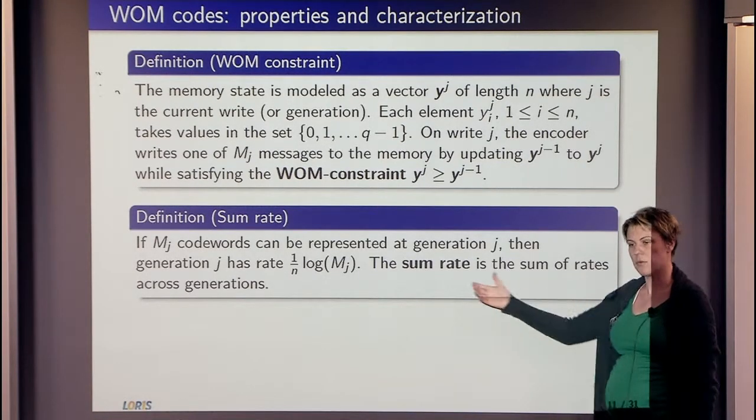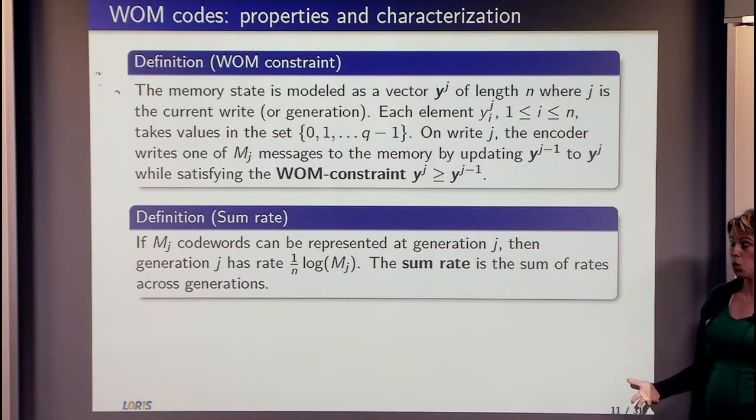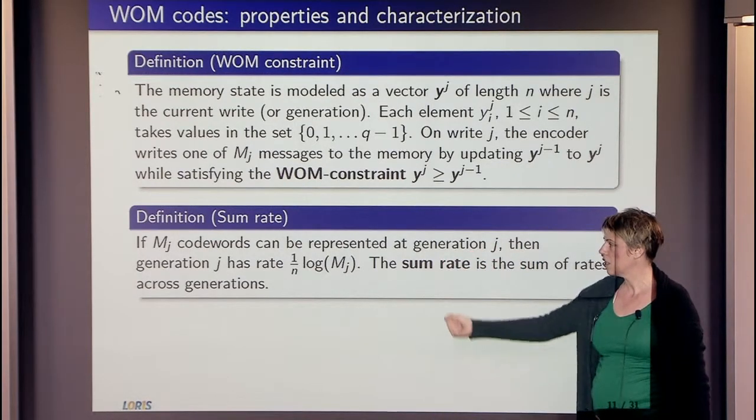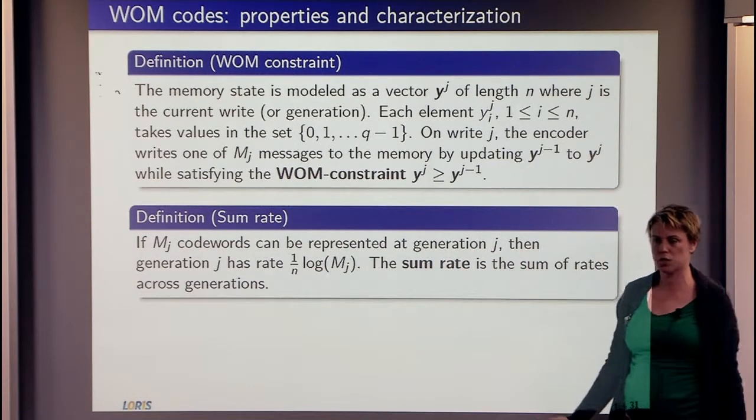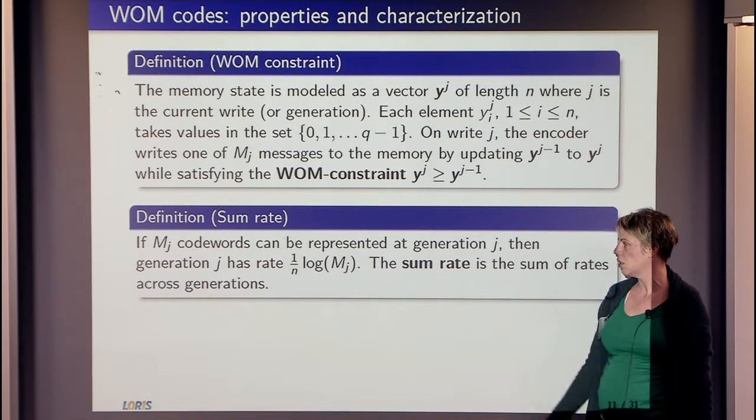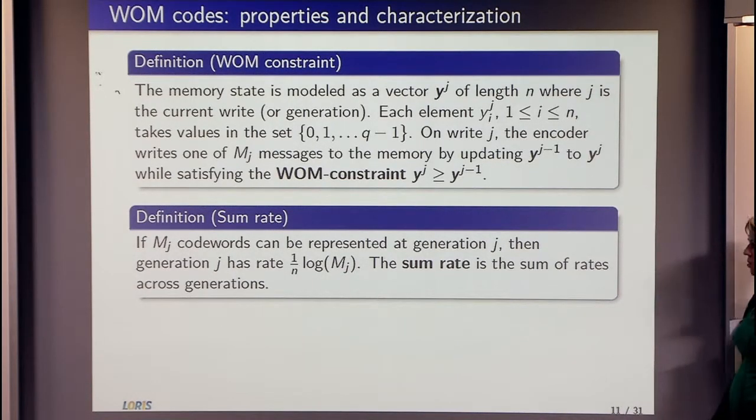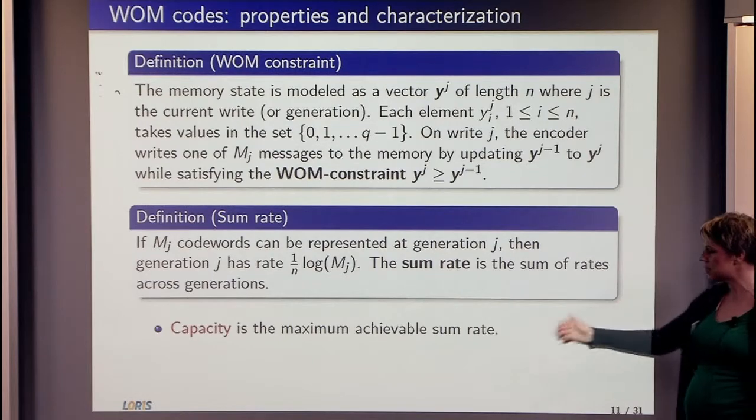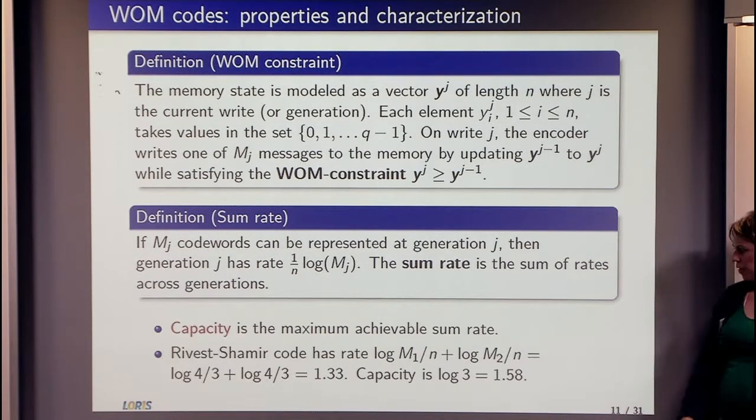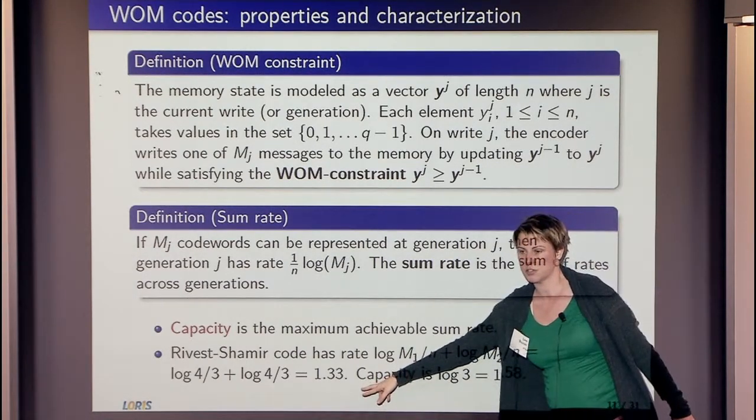Sum rate is a quantity that we're interested in, so we want to be able to store as many code words as possible. So we are looking for codes having high sum rates. If m_j is the number of code words you can store at generation j, then the rate at that generation is log m_j over n, if you're encoding over n cells. And the sum rate is simply the sum of all possible rates. Capacity, of course, is the best you can do. Capacity in the example that we have seen is 1.58, and that code itself gave you 1.33.